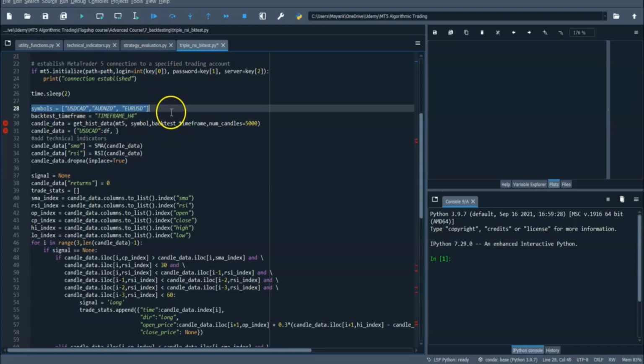Alright, so let me know if you have any questions pertaining to backtesting. It is one of the most important parts of this course. So make sure you have a very thorough understanding of how we backtest. Thanks a lot.